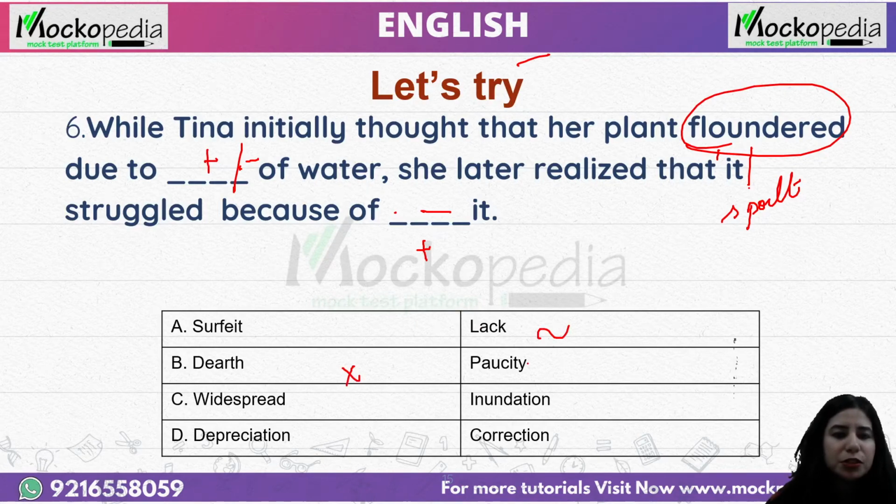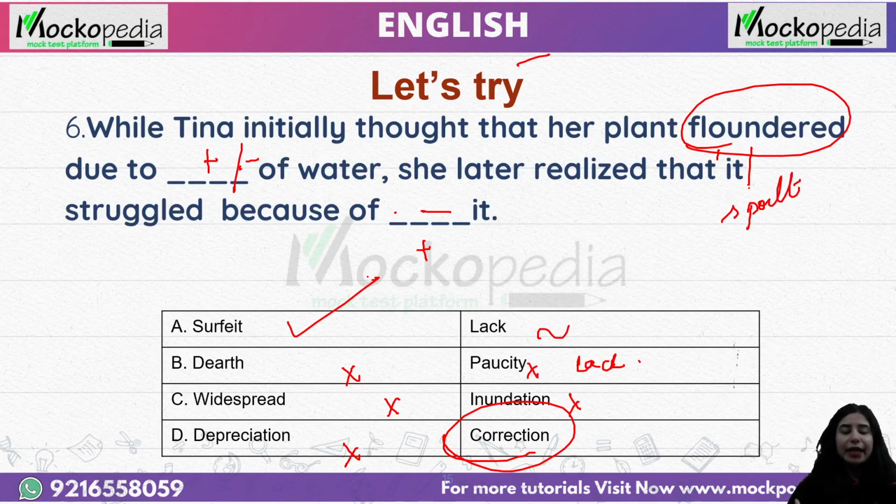Dearth is lack, paucity is lack. So both are negative, so this cannot be. Widespread doesn't fit in. Widespread is which is popular, which is known. Inundation is to drown, so widespread is not the right match. Depreciation, correction would not. Depreciation in water, correction of it though, is not making sense, right? So this is where we go for A.